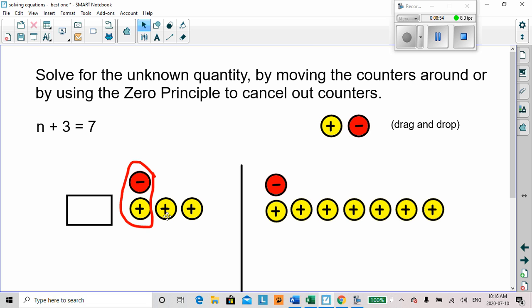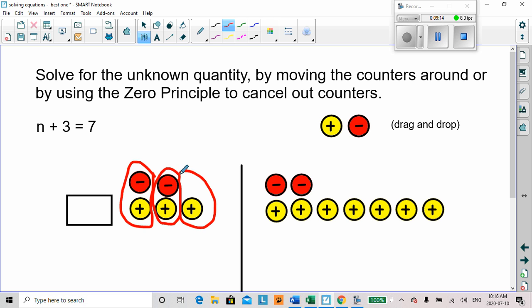All right, I want to make this next part 0. So I have to add another negative 1. That means I have to add a negative on the other side. I still want to get rid of this, so I'm going to add another negative, but I have to put that on the other side too because I have to stay balanced.